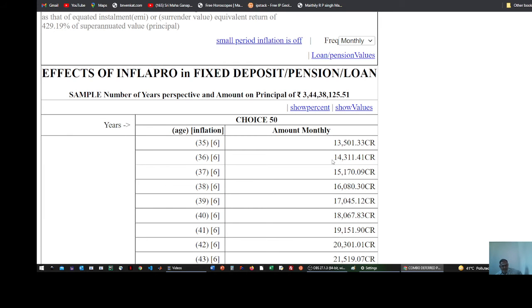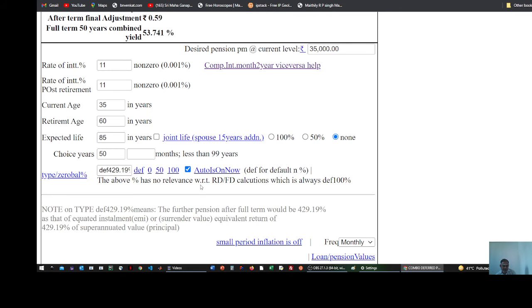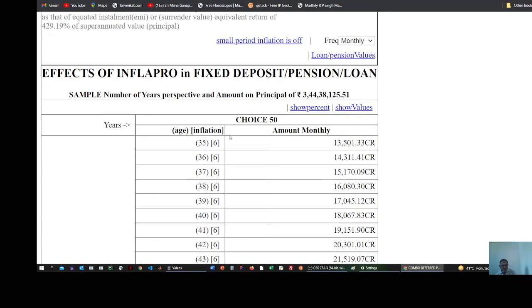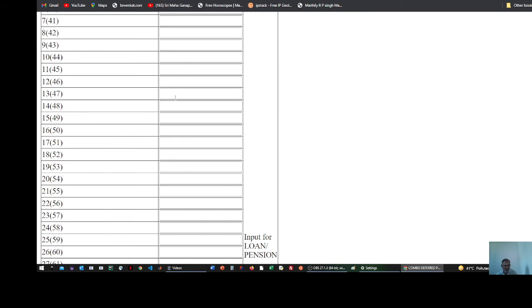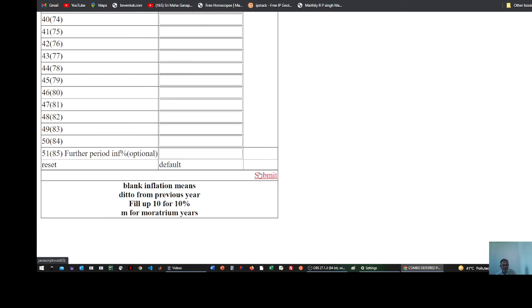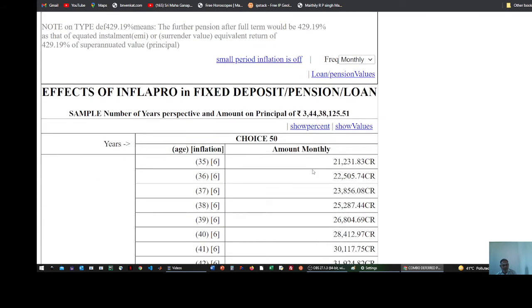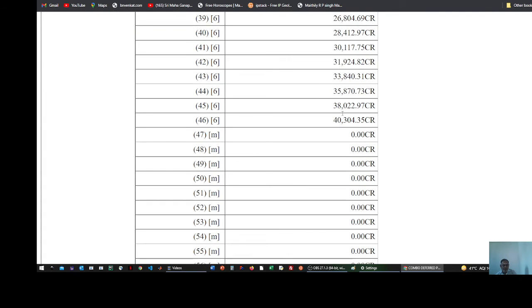Let us consider with moratorium. Let us consider the same 45 years and invest only for 12 years, and from the 13th year onwards let us have a moratorium. Now we will find that the starting investment is about 21,000 rupees. It is slightly more than the previous figure of 13,000. This is 21,000 per month and so on.